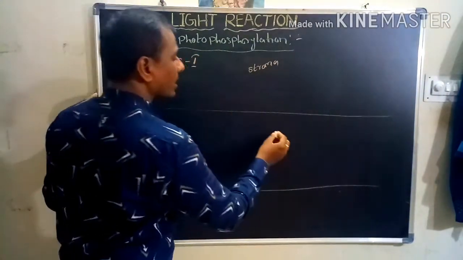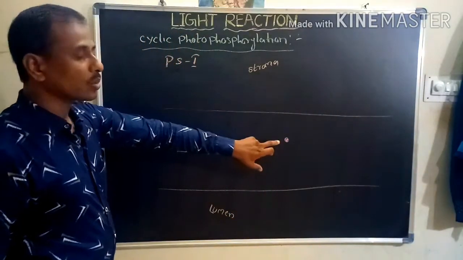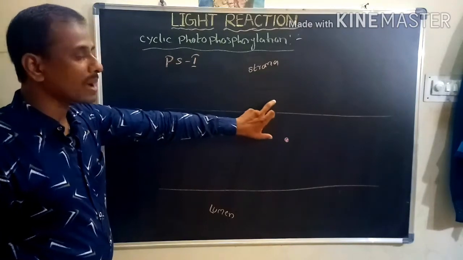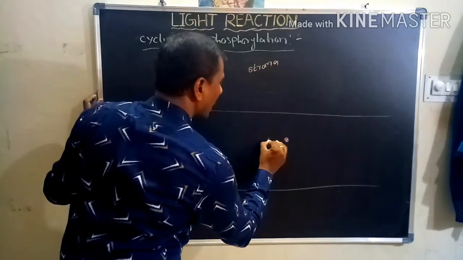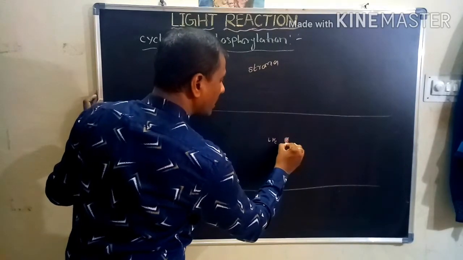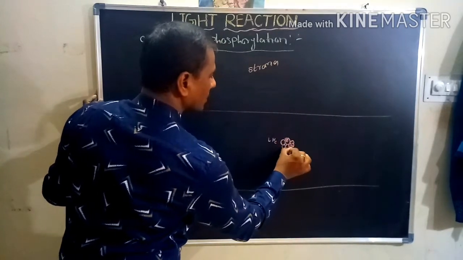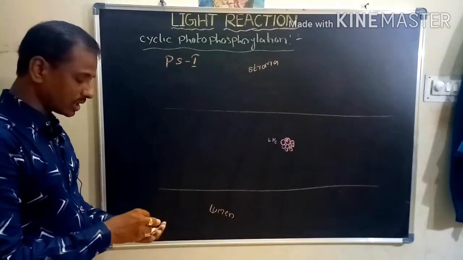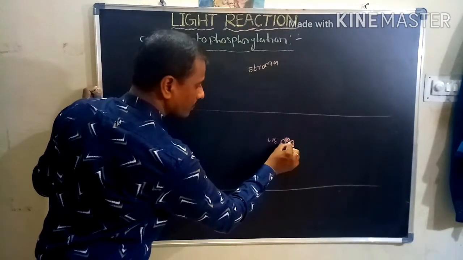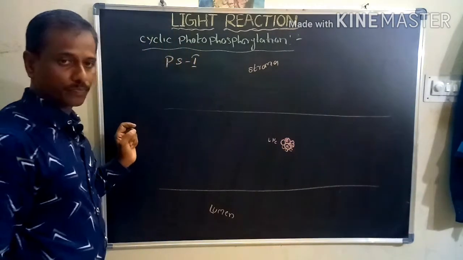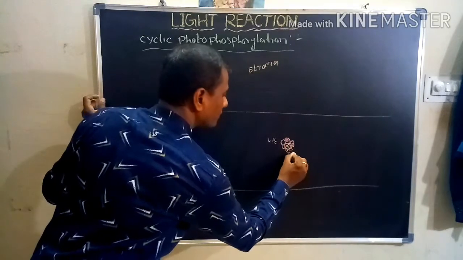Where is PS1 generally located? It is outside of the thylakoid membrane, on the stroma side. PS1 has the LHC, which contains a number of pigments that receive the light energy. It contains a reaction center, that is chlorophyll A.